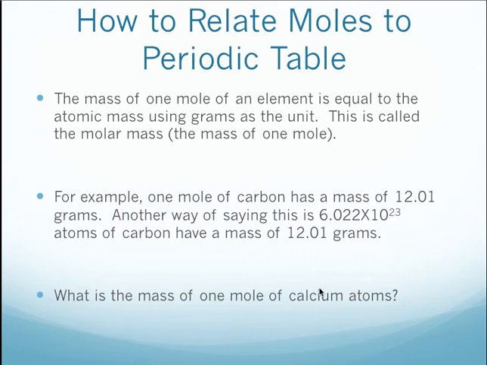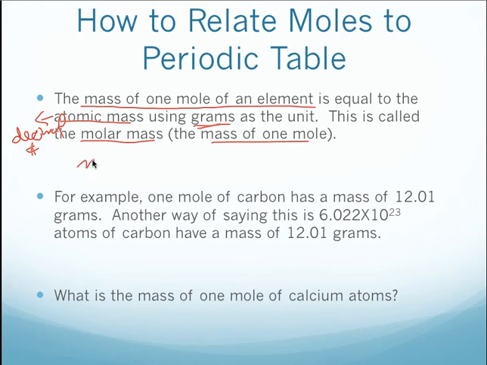Okay, so how do we relate these moles to the periodic table? Coolest thing ever. The mass of 1 mole of an element is equal to the atomic mass, that's on the periodic table, remember that is the decimal number, using grams as the unit. This is called the molar mass, and it's the mass of 1 mole.